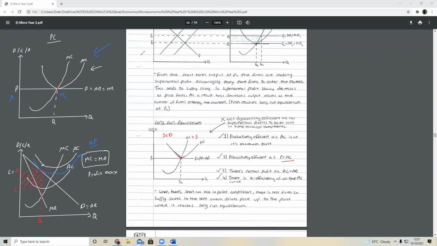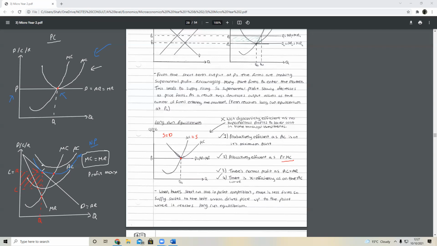If we have normal profits here, this blue line, would this point be considered as productively efficient? No, because we're not producing at the minimum point of the AC curve. The minimum point of the AC curve would be where MC cuts through it. At this point, we're not producing here.